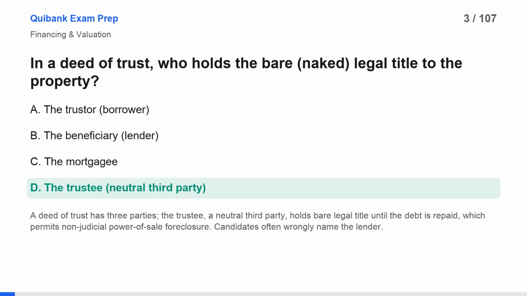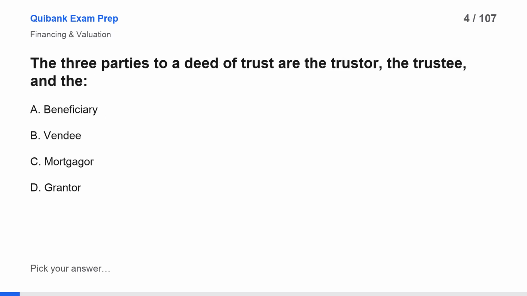Question 4. The three parties to a deed of trust are the trustor, the trustee, and the A. Beneficiary, B. Vendee, C. Mortgager, D. Grantor.